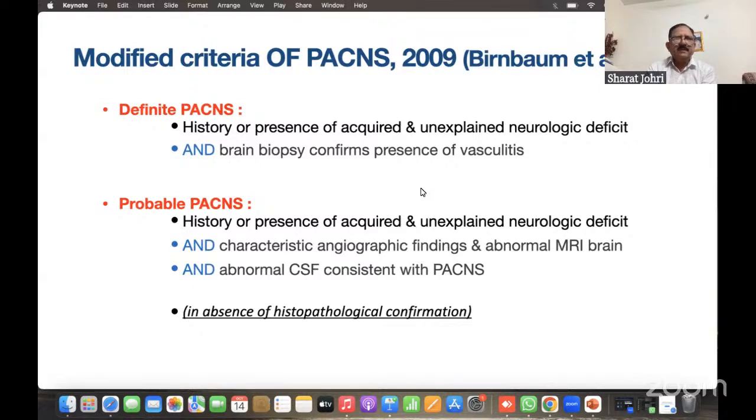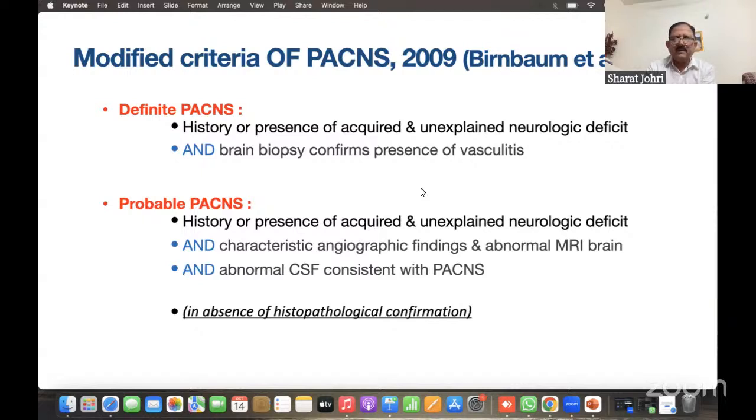So definite is when there is presence or history of an acquired or unexplained neurological deficit. And unexplained is important because we do not find any cause for that deficit, and we have a biopsy-proven or confirmed presence of vasculitis. So for a definite vasculitis, we can call it only when there is biopsy-proven evidence of vasculitis in the brain, biopsy of brain.